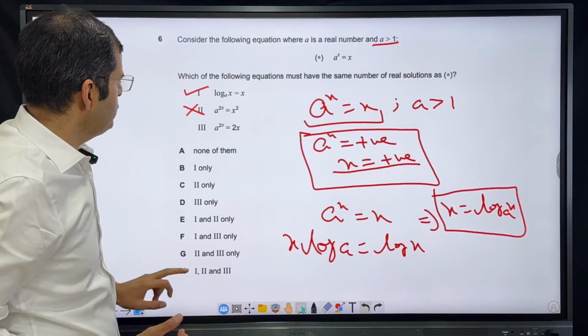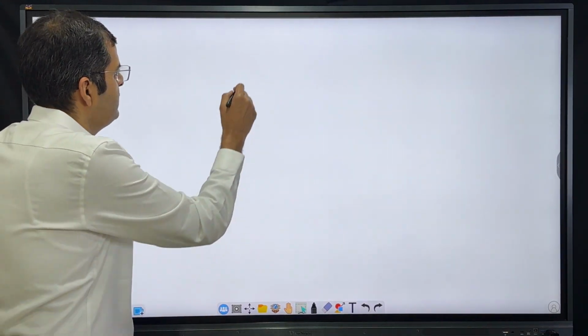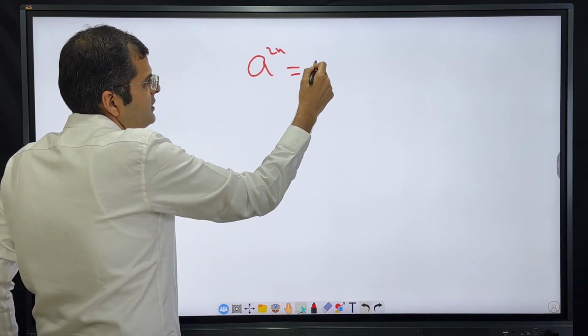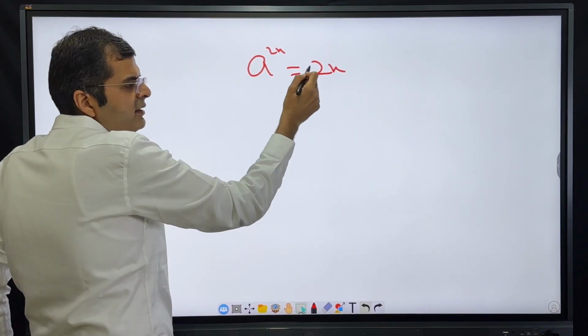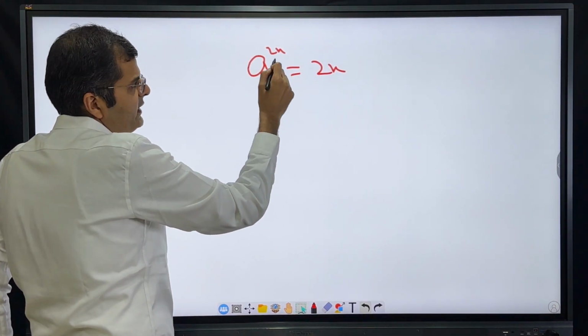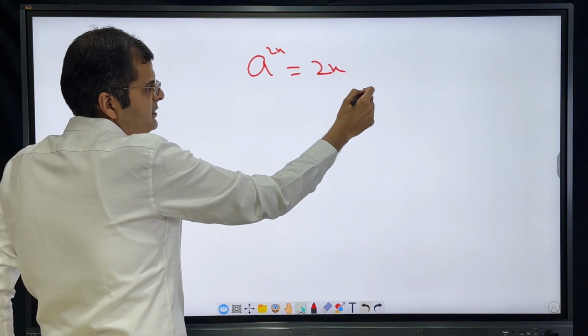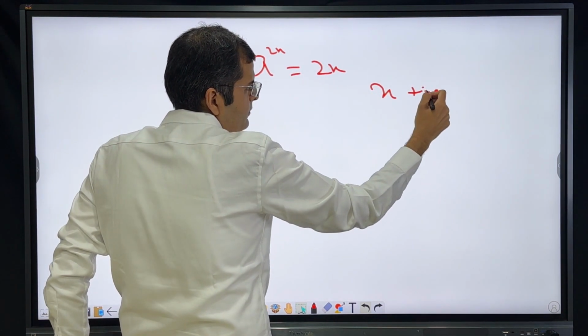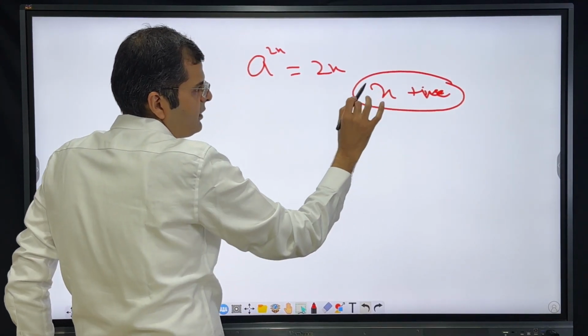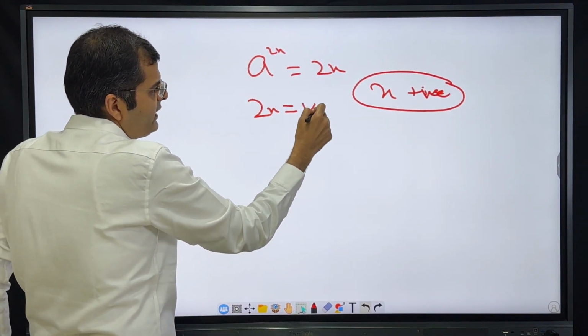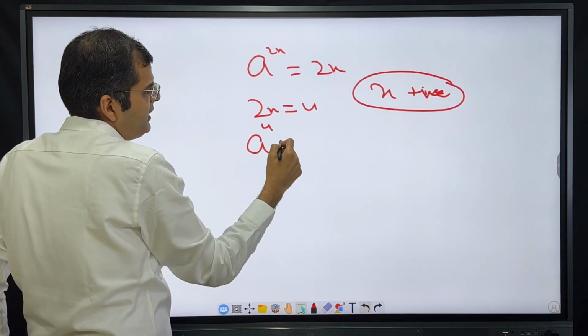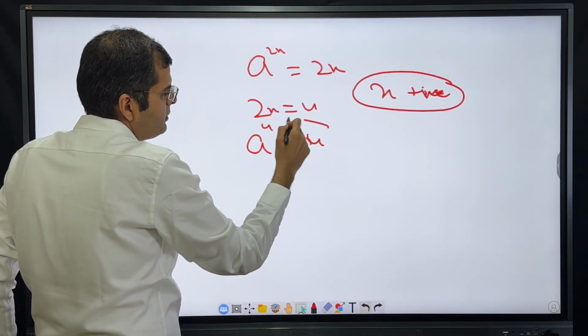Now coming to the third one. It says a raised to 2x is equal to 2x. Again with the same logic, a raised to 2x is positive. That means 2x is positive, that means x is positive, as we have concluded. Now assume that 2x is equal to u. So this becomes a raised to u is equal to u.